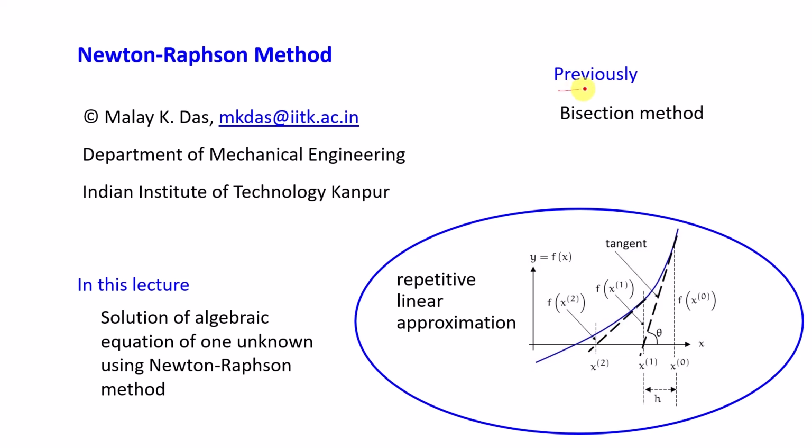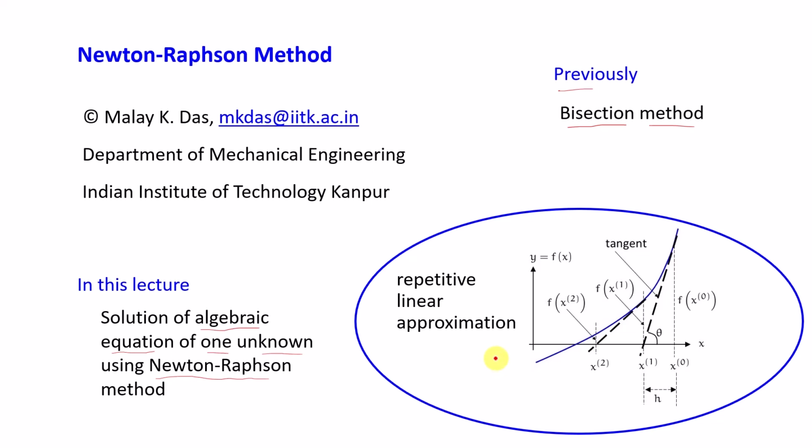In the previous lecture, we talked about the bisection method. The bisection method solves an algebraic equation of one unknown. In this lecture, we'll talk about another method that does the same job, which is the Newton-Raphson method. As you remember, in the bisection method, we identify an interval around the root and then iteratively close the interval.